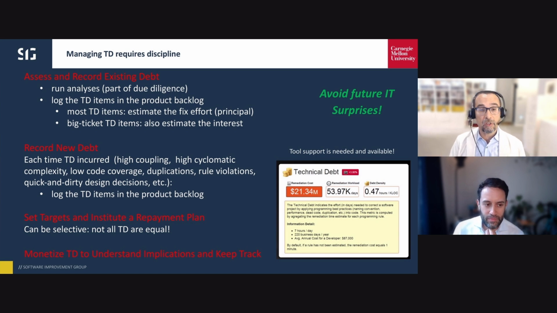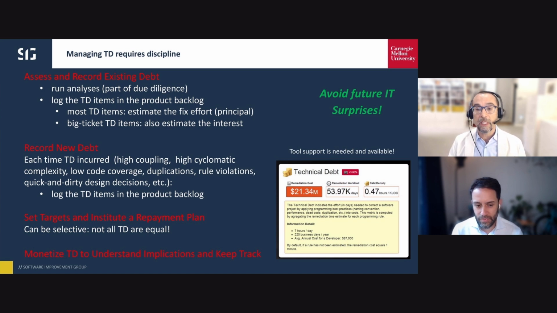So we run software analysis as part of the due diligence process, collect metrics, assess the amount of technical debt in the product, and log the TD items somewhere so that they're visible and addressable. For most TD items, it pays off to estimate the fix effort. So this is the estimate of the principal. How much will it take us, so that we can actually reason about these trade-offs? Shall we pay it back now or shall we pay it back later?